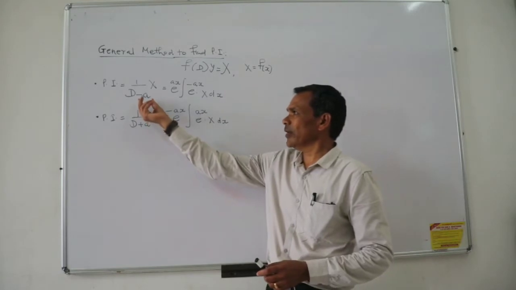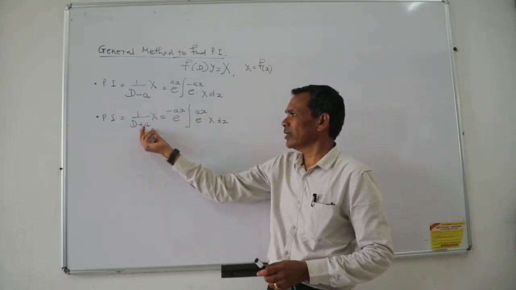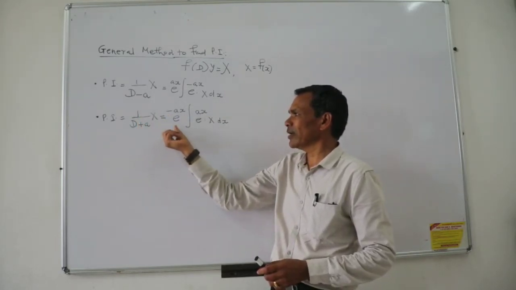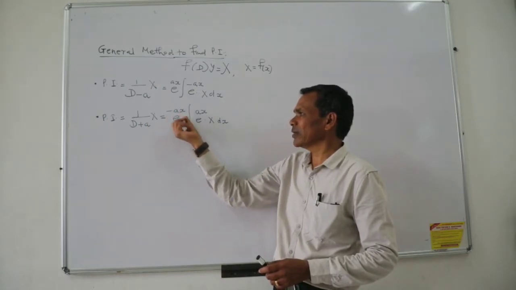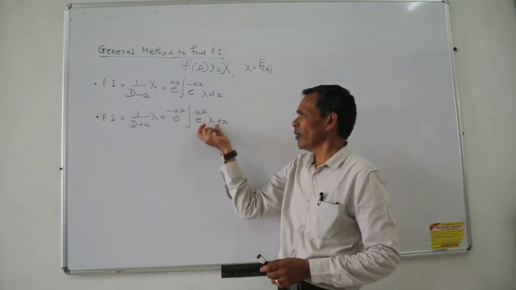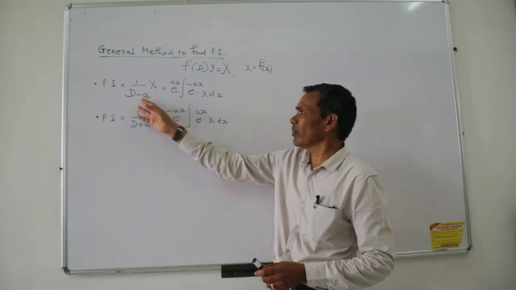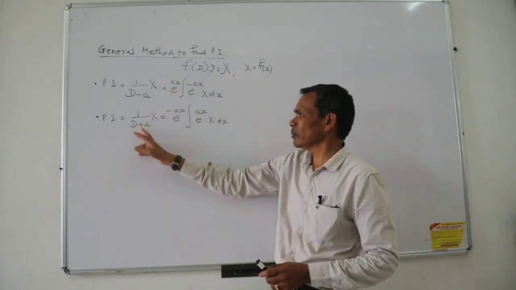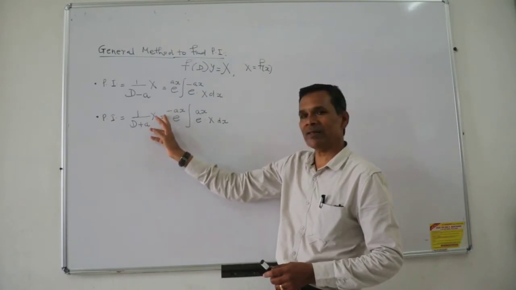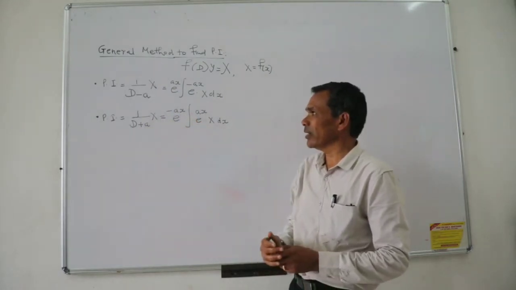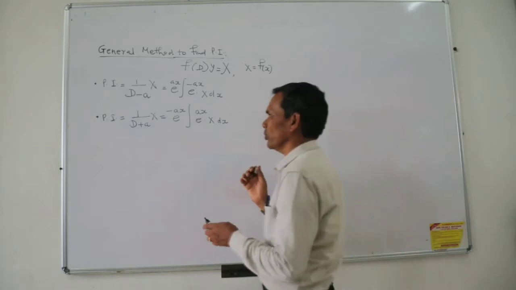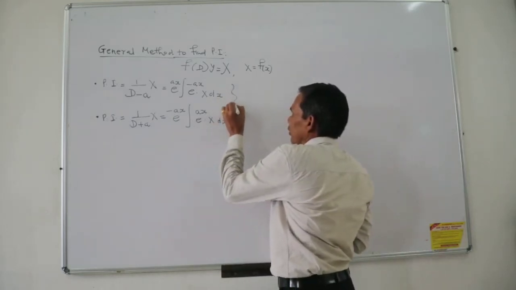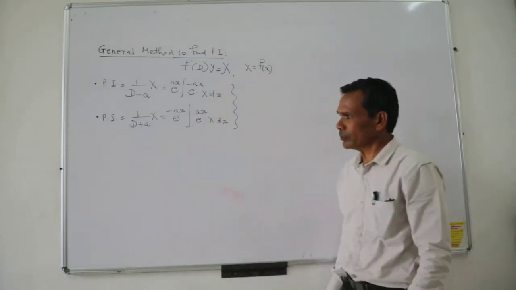Similarly, if in place of minus a we have plus a, then 1 upon D plus a operated on capital X is e to the power minus ax times the integral of e to the power ax times X. Here, if it is minus, then outside it is plus sign and inside minus sign. If it is plus here, then outside minus sign and inside plus sign. So this formula is to be used directly to find the particular integral.